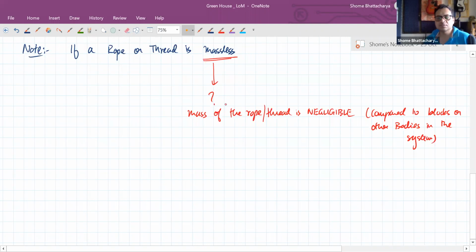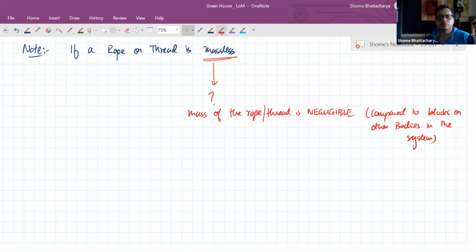So by massless we don't mean zero mass. Nothing has zero mass. Even electron has a finite amount of mass, but then it's very, very small, right? So imagine a rope which weighs a fraction of a gram or something, compared to blocks we are attaching to it which weigh several kilograms. So its mass is absolutely negligible. So that kind of rope.